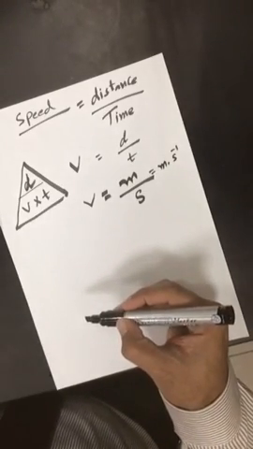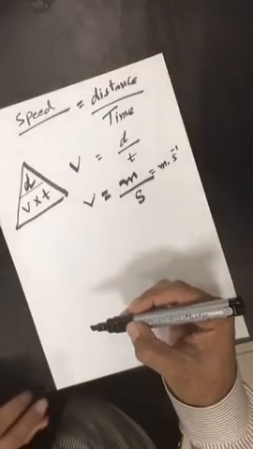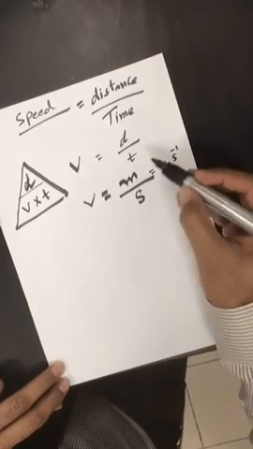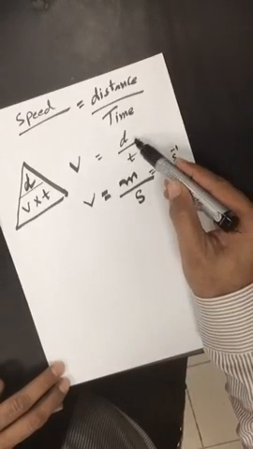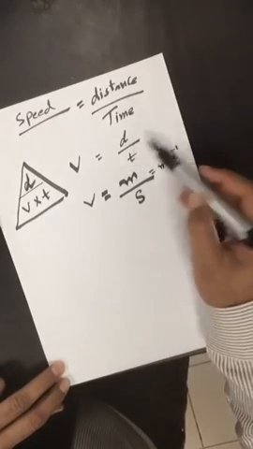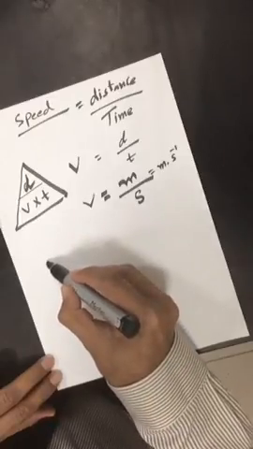Rate means any change over time is called rate. Here, look, what is the change? The change in distance with respect to time. So the rate of change of distance is also called speed. Now we'll solve with some simple questions.